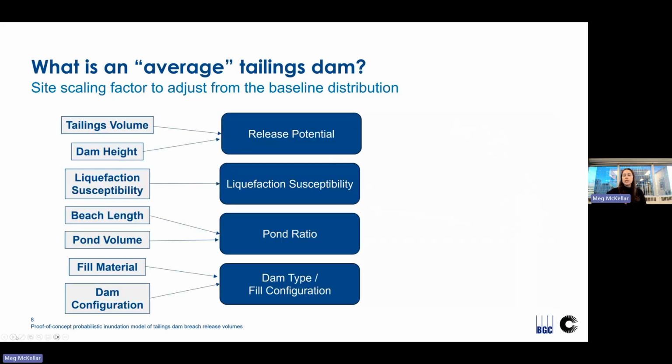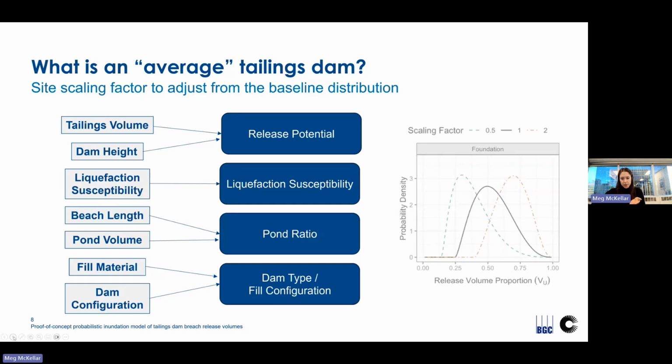Those are going to be the release potential, the liquefaction susceptibility, the pond ratio, and the dam type and fill configuration. And so using this, we can assess these scaling factors for a dam and create an overall scaling factor that is site specific and apply that to our beta distribution. So this now gives us the opportunity to scale our data and to add in some flexibility into its interpretation.